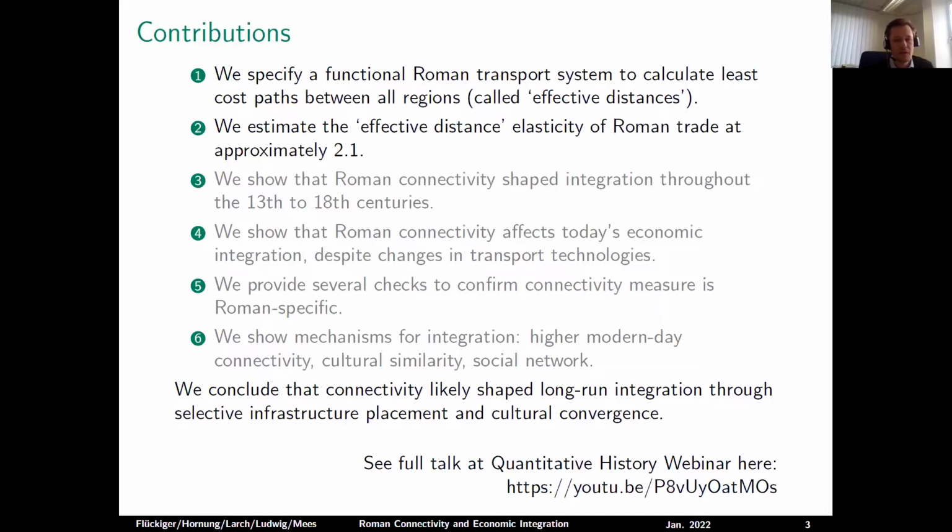So we show that regions that were better connected in Roman times are still better connected today. They have more cultural similarity, and they have stronger social networks, which we look into when we use Facebook data. So this explains a lot of this persistence, and these are things that I'm actually not going to talk about today. If you're still interested in these types of things, there's a fully blown version of my talk in the quantitative history webinar, and if you go to YouTube, you can find that or look at this link here.